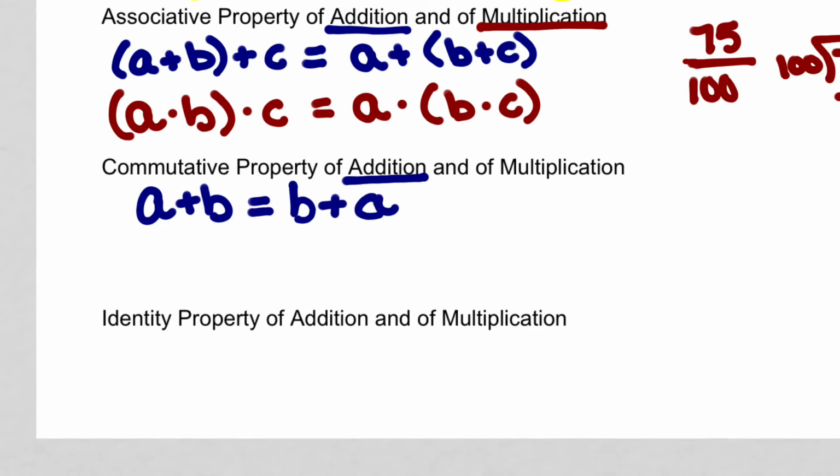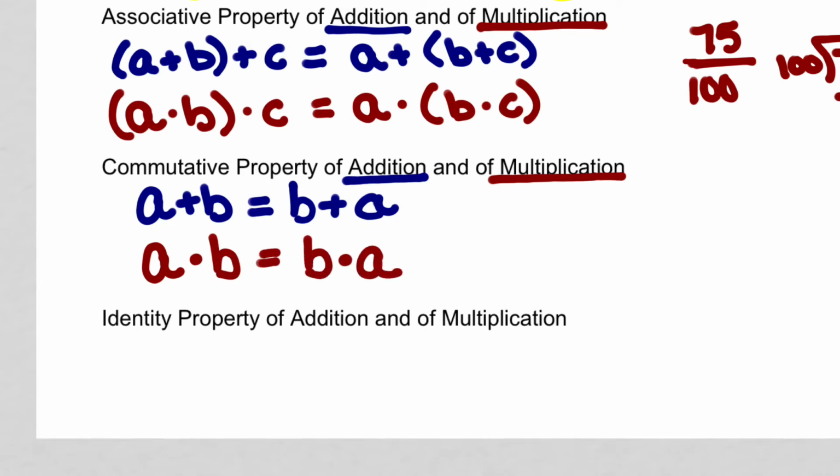And if we look at that in terms of multiplication, very similar. I can take A times B, and it will give me the same thing as if I have B and multiply it times A, right? So 2 times 3 is the same thing as 3 times 2.